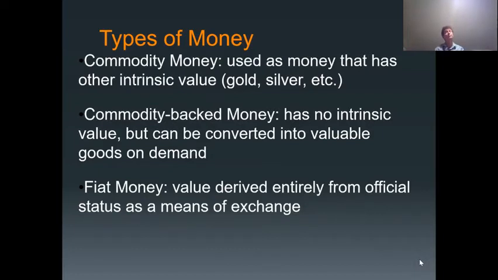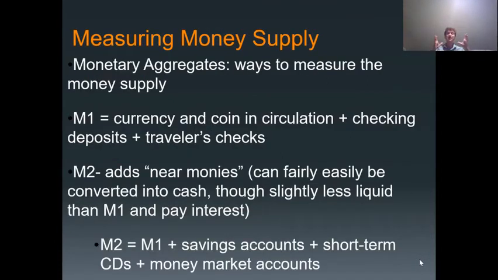Fiat money is what most countries have today. This is when the value is derived entirely from its official status as means of exchange. In other words, the government says you have to accept it, and the government says that they will accept it as payment in taxes, therefore it has value. So this fiat money requires a lot of trust in your government and trust in the economy for it to work. So that's how we define money. We said what it is, what it needs to do, and how it can be looked at in terms of types of it.